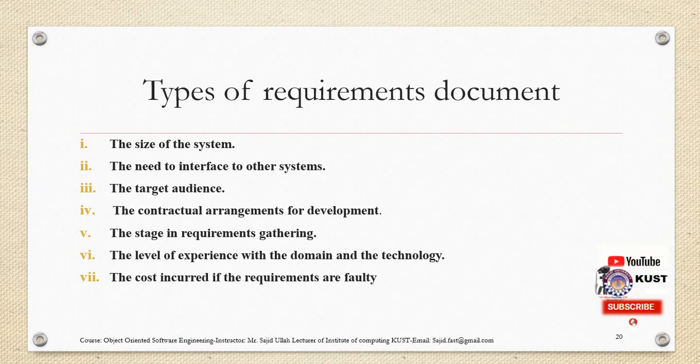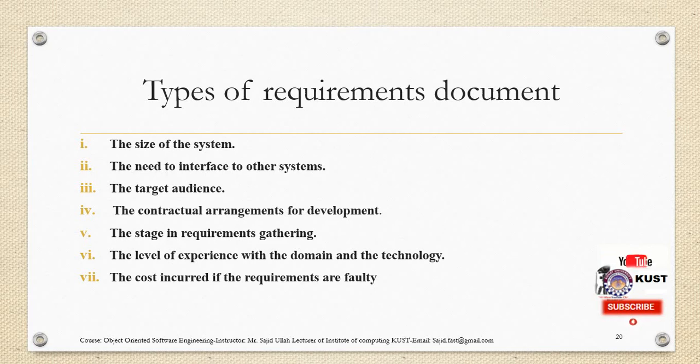The last is the cost incurred if the requirements are faulty. Any system that, if it failed, could harm safety or the environment must be precisely specified. Furthermore, those specifications should be subjected to thorough analysis and review. Examples of such critical systems include those that control industrial processes, telecommunication networks, medical equipment and many consumer devices.